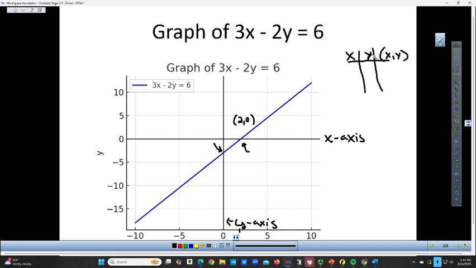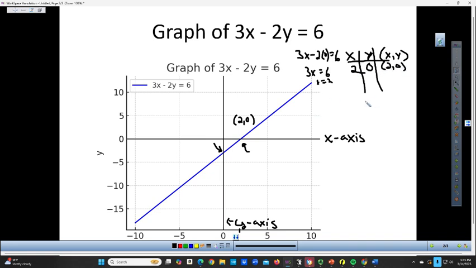All right. So if I'm looking for the x-intercept, then my y value has to be 0. So if I take this equation and substitute my y with 0, I get 3x equals 6, and therefore x is going to be 2 because I divide both sides by 3. So my x-intercept is going to be 2, 0.